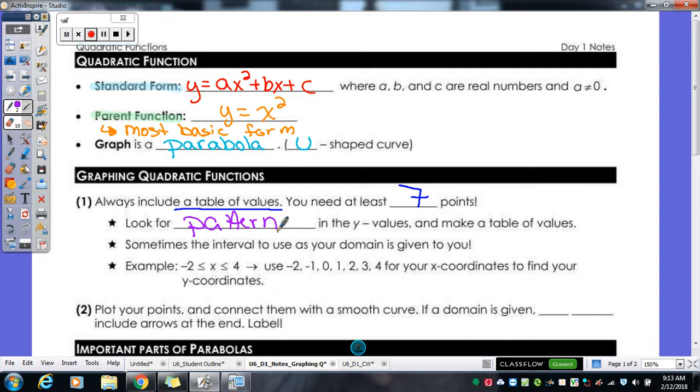And then sometimes an interval is given to you for your domain. For example, they would state it like this: -2 is less than or equal to x, which is less than or equal to 4. So what that is telling you, in the x side of your table, you would use -2 to 4. And then that tells you where to look in your calculator to get the rest of the values, to get your y values that go with it.